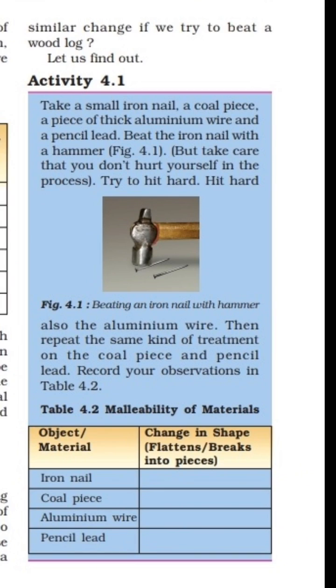First one, iron nail. When we strike it with the hammer, it will be flattened. Coal piece, it breaks into pieces. Aluminium wire, it may be flattened. Yes, it is flattened on hammering. And pencil lead, pencil lead breaks into small pieces.